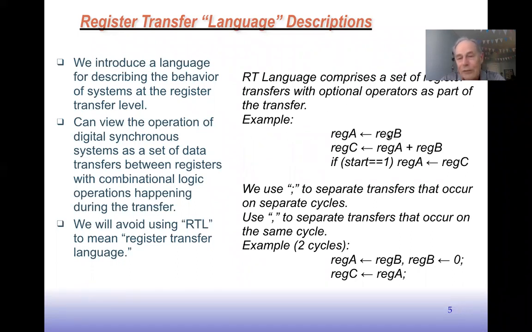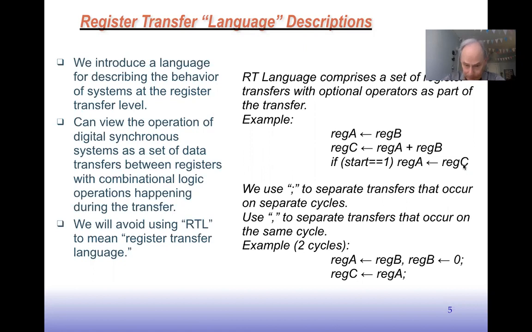We could say transfer register B to register A. The contents of B move to register A. Or here, move into register C the value of register A plus the value of register B, with a plus operator there. Or something like this: if start equals 1, then register A gets the value of register C. We could have ifs too. It's not a formally defined language, but I'm just going to make it up to help in our examples here.